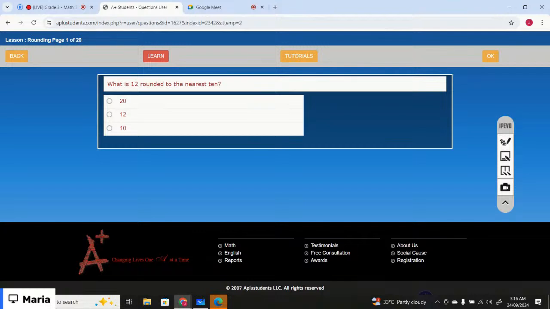What is 12 rounded to the nearest 10? Which is the correct option? What is 12 rounded to the nearest 10? Very good. 10 it is. The correct option is 10.